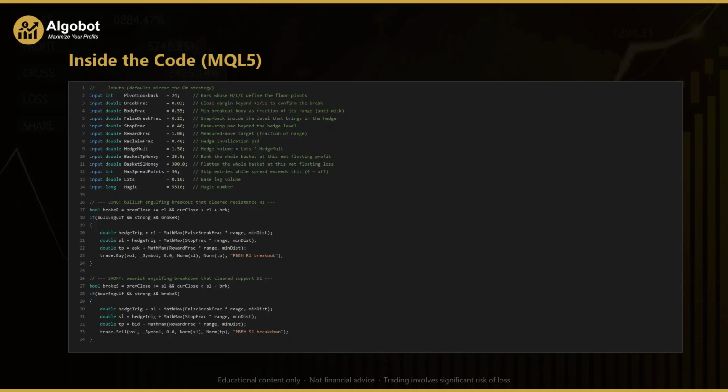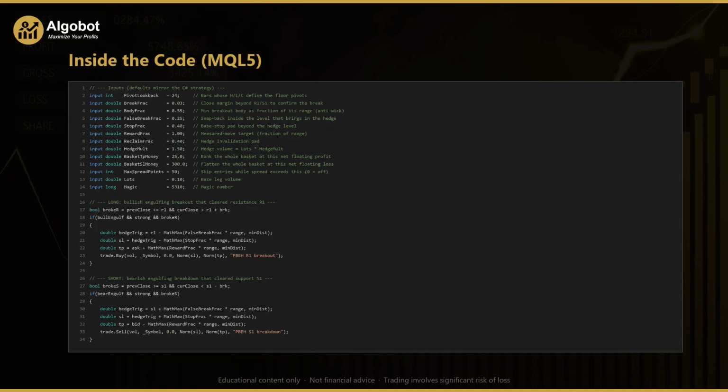FalseBreakFrac is the snapback distance that brings in the hedge, while StopFrac, RewardFrac, and ReclaimFrac size the stop, the target, and the hedge invalidation. Hedge multiple sets the heavier counter leg size, and BasketTpMoney and BasketSlMoney define where the entire basket is closed. Now look at the long block.